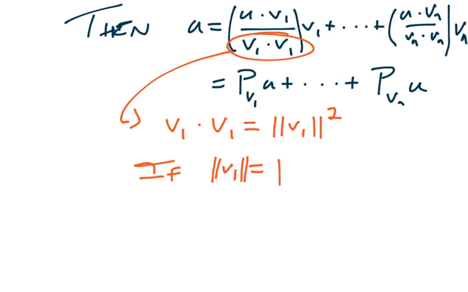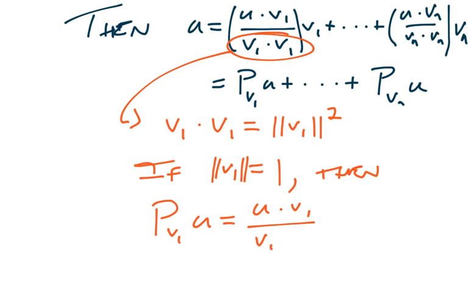So if the magnitude of v1 is 1, then the projection onto v1 of u is u dot v1 over v1 dot v1. But remember, this denominator is just the magnitude of v1 squared. So if the magnitude of v1 is 1, then there really is no denominator there. It's just 1. And so what you get is the following remarkable formula: the projection onto v1, its coefficient, the size of it, is just found by taking the standard dot product.